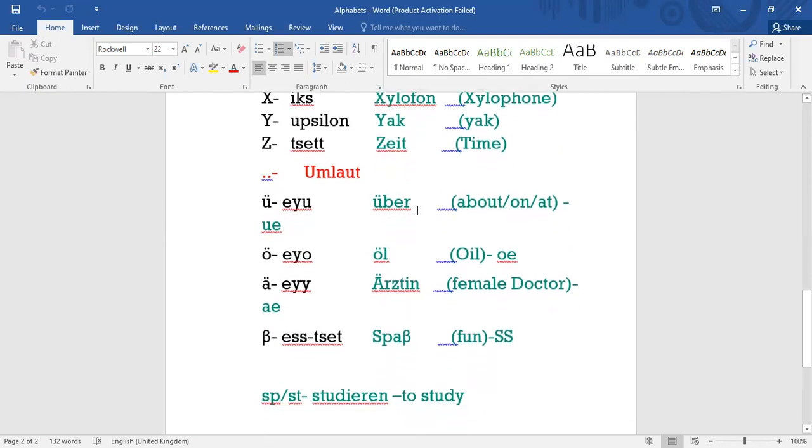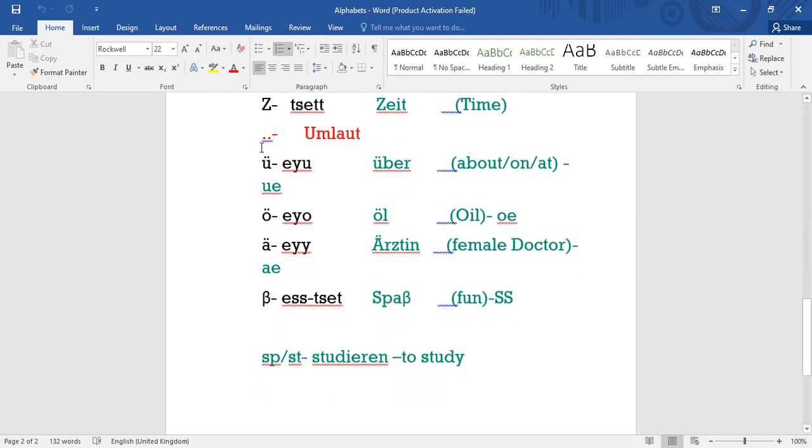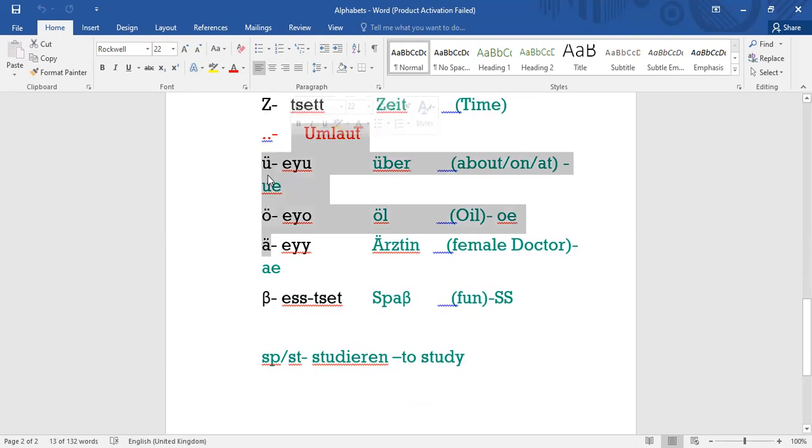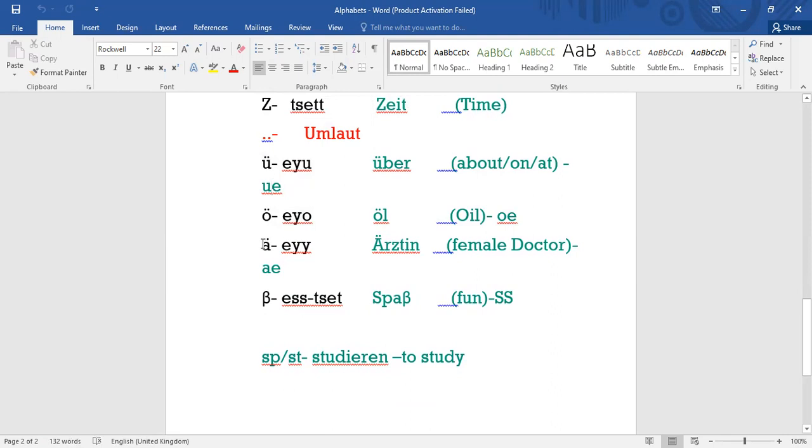And so these were the 26 alphabets, similar to the ones we have in English. In German we have 4 more alphabets, as you can see here. Above U, O, and A you can see 2 dots. These 2 dots are called umlaut. So this is U umlaut, O umlaut, and A umlaut. Only these 3 alphabets in German have these 2 dots, which are called umlauts.